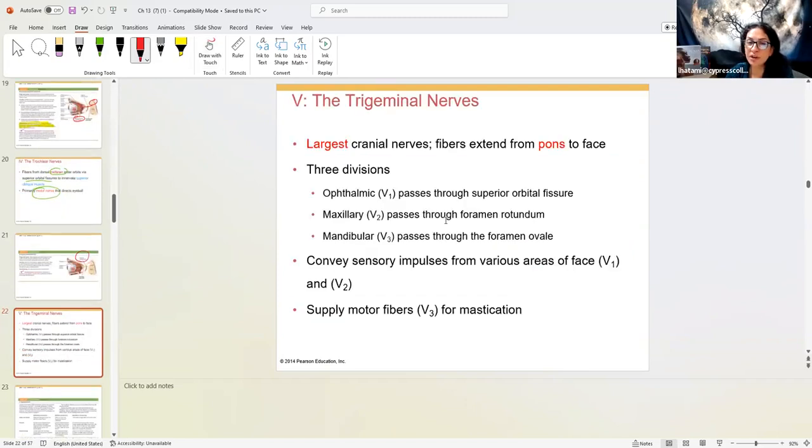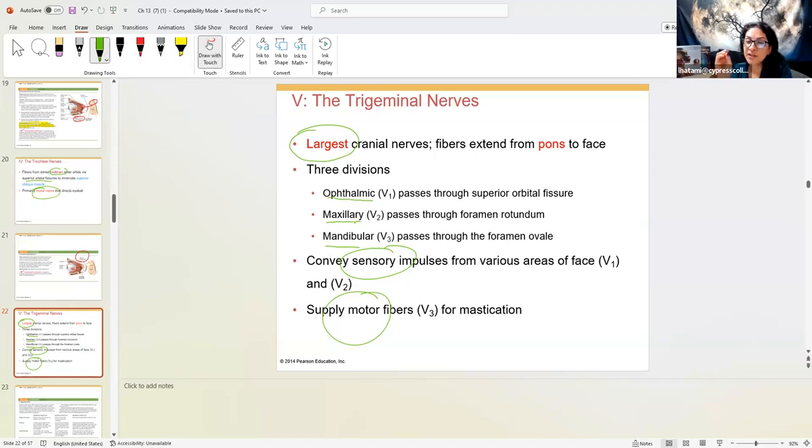Then we have the trigeminal nerve, which is the largest cranial nerve, and it is both motor and sensory. We can divide the trigeminal nerve into 3 divisions: ophthalmic division, maxillary division, and mandibular division, and each division passes through a different opening of the skull. The ophthalmic nerve passes through the superior orbital fissure, the maxillary nerve passes through the foramen rotundum, and the mandibular division passes through the foramen ovale.